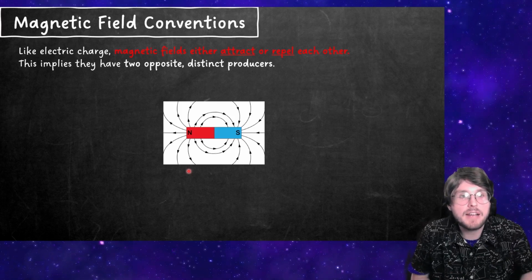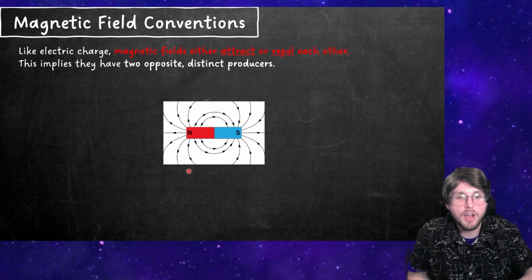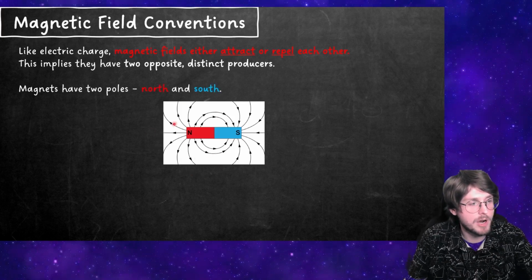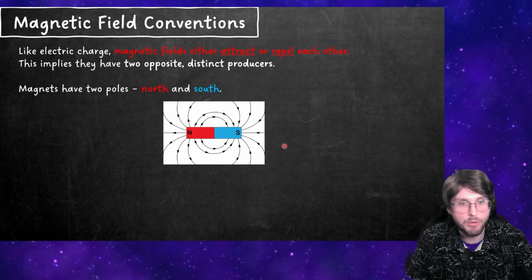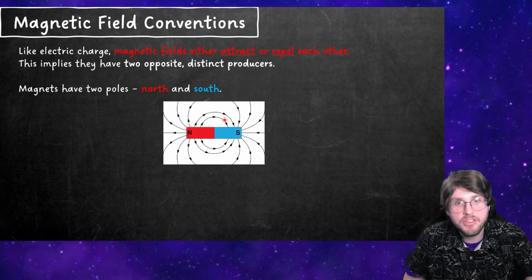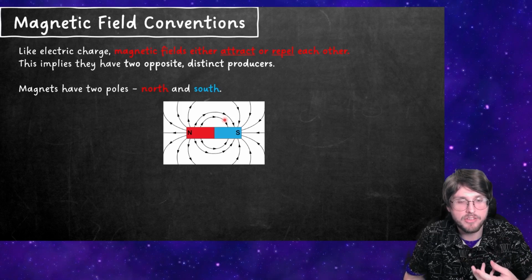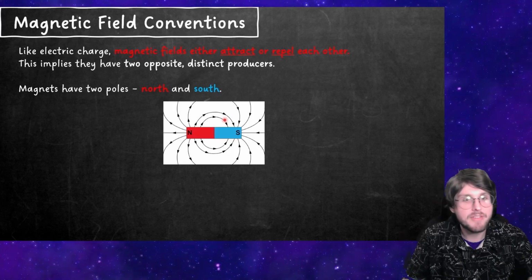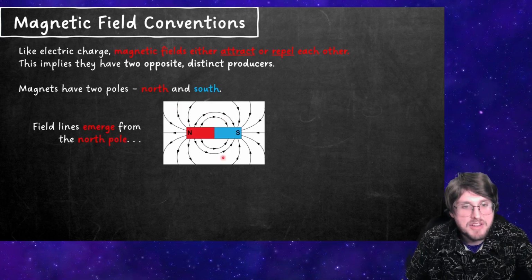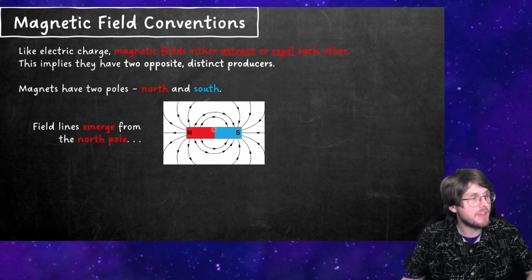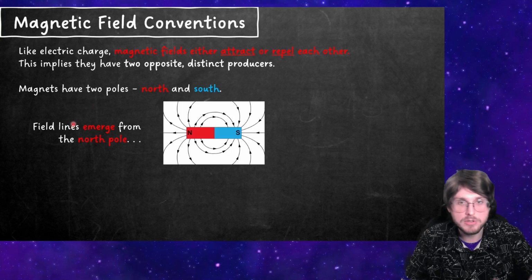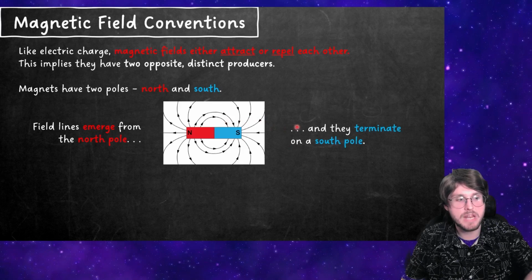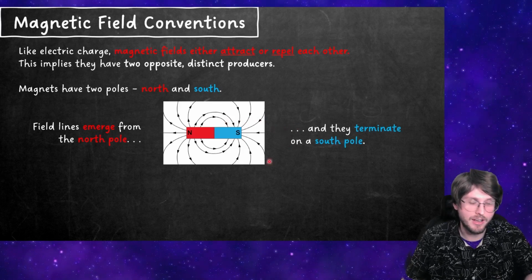This implies that magnets have two operating conditions, or otherwise, two opposite distinct poles. So if we think of a comical little bar magnet like this thing here with a north and a south, we say that magnets have two poles, they're polarized. Although charges have a positive and a negative, magnets have a north and a south pole. And so imagining field lines, like here, we say that field lines emerge from the North Pole like a positive charge, and those field lines loop around and terminate on a South Pole like a negative charge.